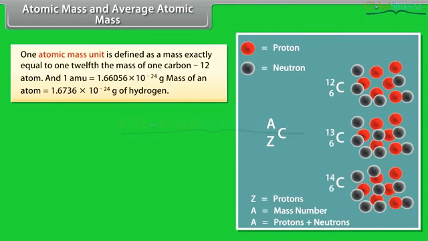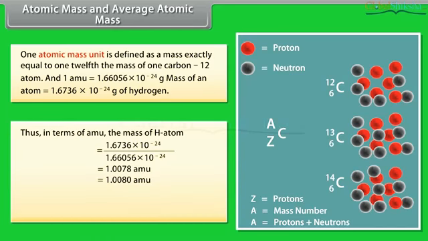Atomic mass and average atomic mass. One atomic mass unit is defined as a mass exactly equal to 1/12 the mass of one carbon-12 atom. And 1 AMU is equal to 1.66056 × 10^-24 gram. Mass of a hydrogen atom is equal to 1.6736 × 10^-24 gram.